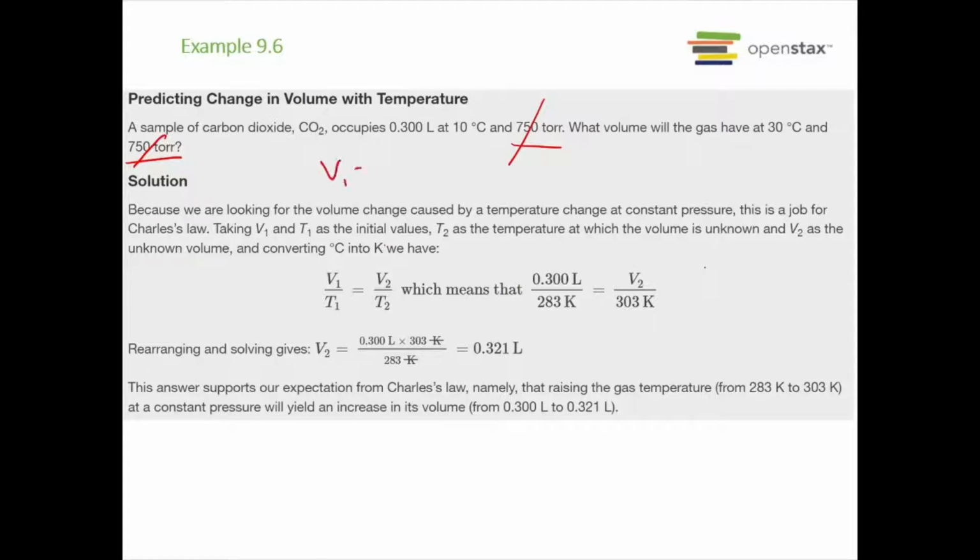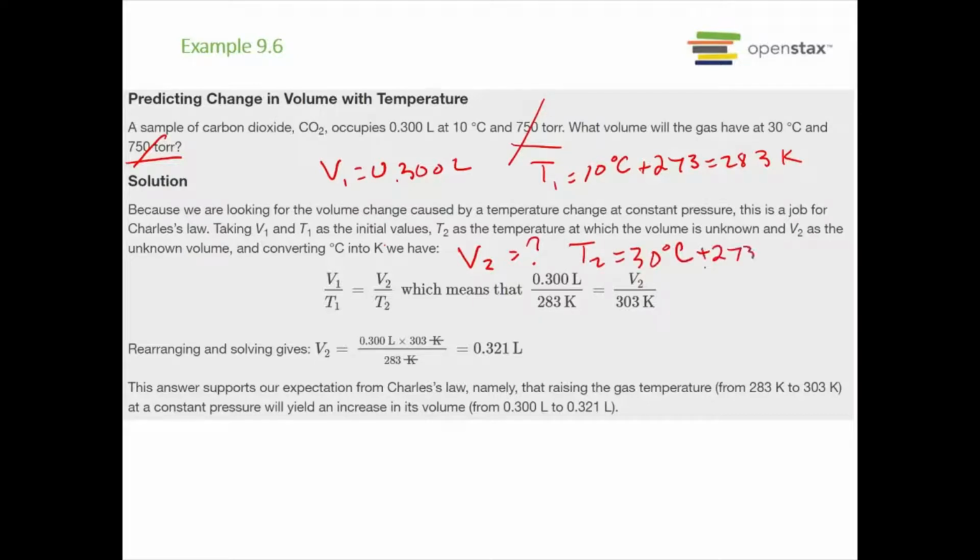So we have a V1 of 0.300 liters. We have a T1 of 10 degrees Celsius plus 273, which is 283 Kelvin. We have a V2 that we don't know. And a T2 of 30 degrees Celsius plus 273, 303 Kelvin. So before we even start solving for this, we see our temperature went up, which means our volume needs to go up. So we're solving for V2 here.